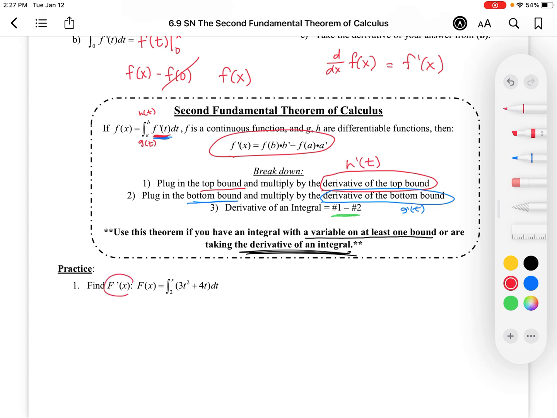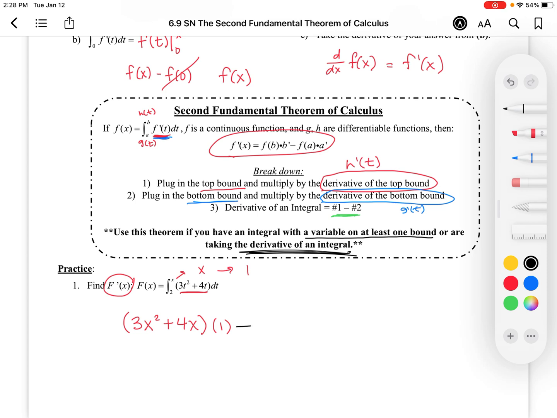So this says to find f prime of x, and it tells us that f of x is equal to the integral of this. So let's use our steps right there. I'm going to plug in my top bound, which is x. So that means I'm plugging it into this equation right here. So I'm going to have 3x squared plus 4x. And then I multiply it by the derivative of the top, which the derivative of x is just 1. So I'm multiplying it by 1.